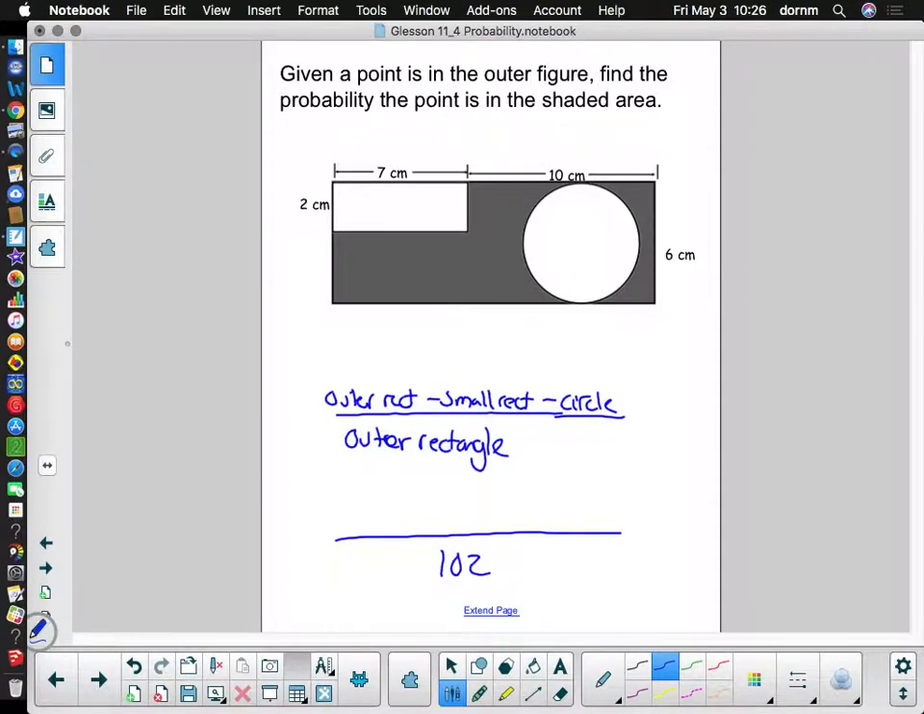Okay, and that outer rectangle is still here, too. Now I have to subtract the smaller rectangle. That's easy. That's 2 times 7, that's 14. Now I have to subtract the circle, but I don't have any measurements indicated on that circle.